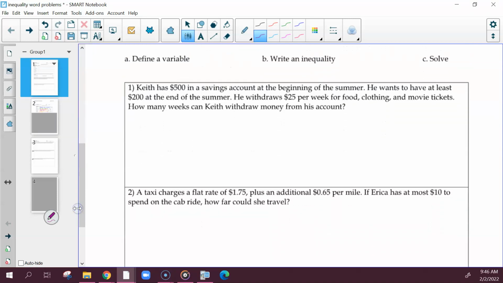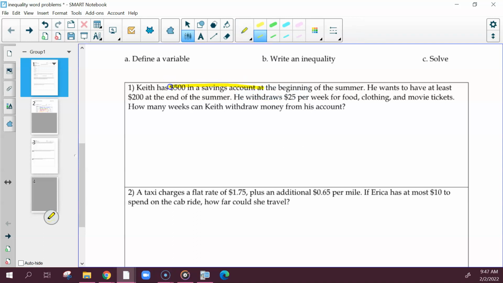Okay, let's do this first one. I'll read it out loud. Keith has $500 in a savings account at the beginning of the summer. He wants to have at least $200 at the end of the summer. He withdraws $25 per week for food, clothing, and movie tickets. How many weeks can Keith withdraw money from his account? So what do we find that's important?